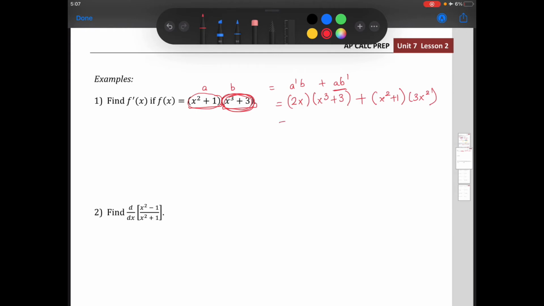You can simplify, multiply them out. I get 2x to the 4th plus 6x plus 3x to the 4th plus 3x squared. This is going to be the same thing as 6x to the 4th plus 3x squared plus 6x. So that is my derivative of f of x.